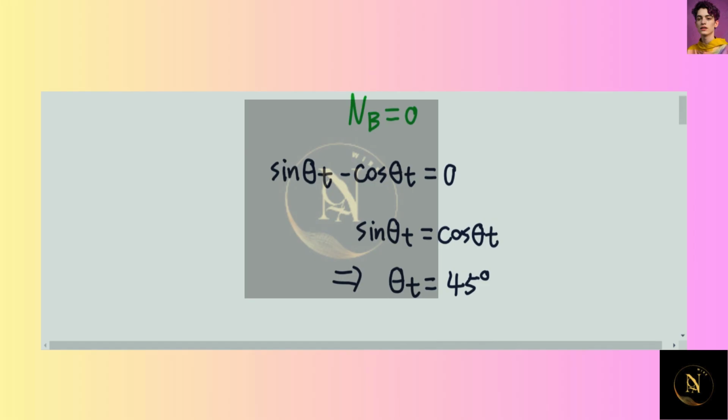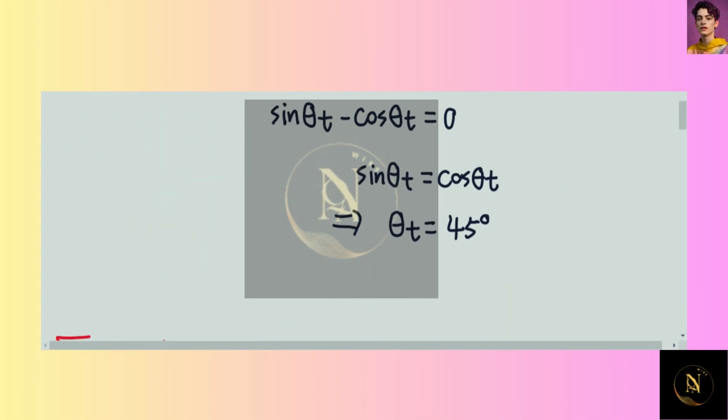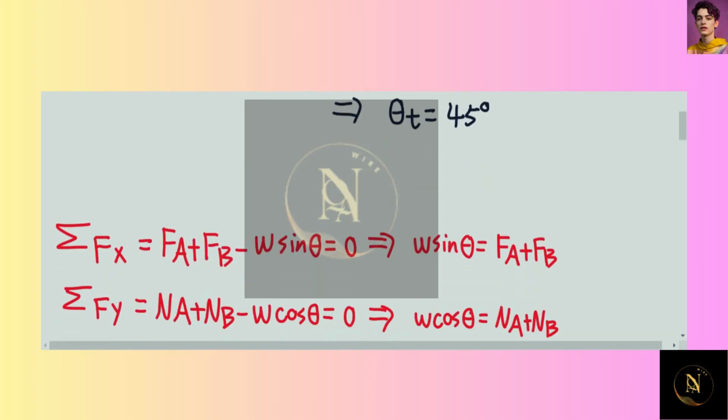So now let's apply the force equilibrium to this question. We consider the x direction pointing along the inclined surface and the y direction perpendicular to the surface. Therefore, the net force in the x direction is Fa plus Fb minus W sine theta is equal to 0. Fa here is the friction at point A, and Fb here is the friction at point B. This gives us W sine theta is equal to Fa plus Fb.